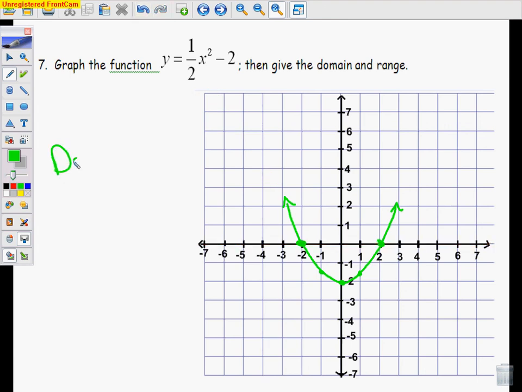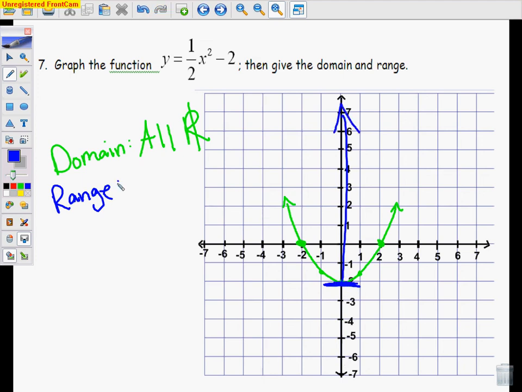So we say the domain is all real numbers. All right, and that R with a capital R with a line through it is a symbol for real numbers. Now the range is a collection of the y values, these values here. Okay, so on our parabola, we see that the y's have a minimum of negative 2 and go up from there. So we can say that the range is all of the y values that are greater than or equal to negative 2. All right, great.